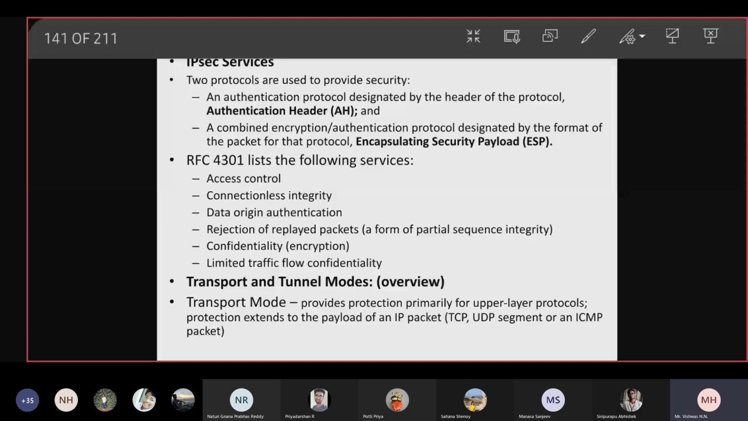So what about the tunnel mode? It provides protection to the entire IP packet. Is that clear? It's not only for part of a packet. It is for the entire packet. After the AH or ESP fields are added to the IP packet, the entire packet plus security fields is treated as the payload of the new outer IP packet with a new outer IP header. Is that clear? See, I will tell you how it works.